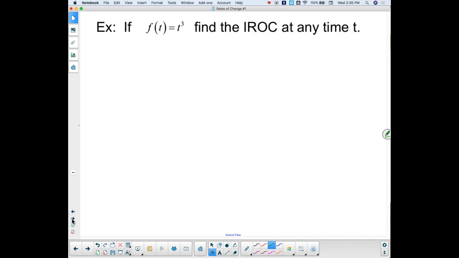So, what I would like you to do now is, f of t is t cubed. I want you to find the IROC function for the speed of our object at any time t. Go for it.